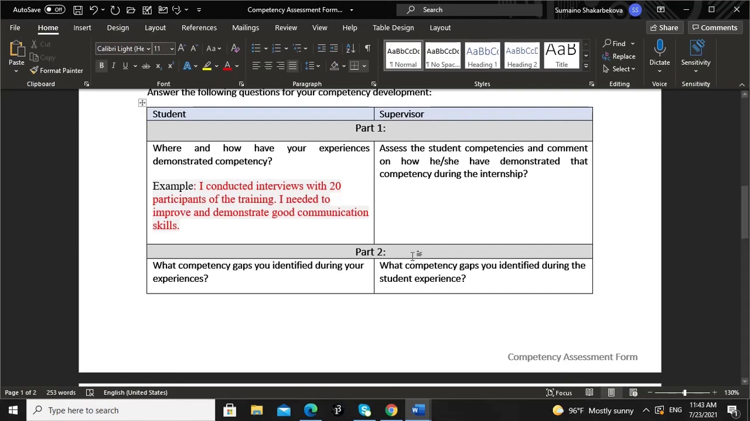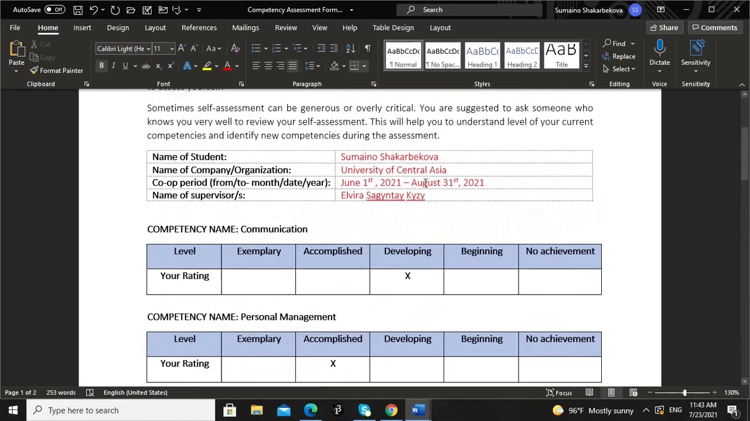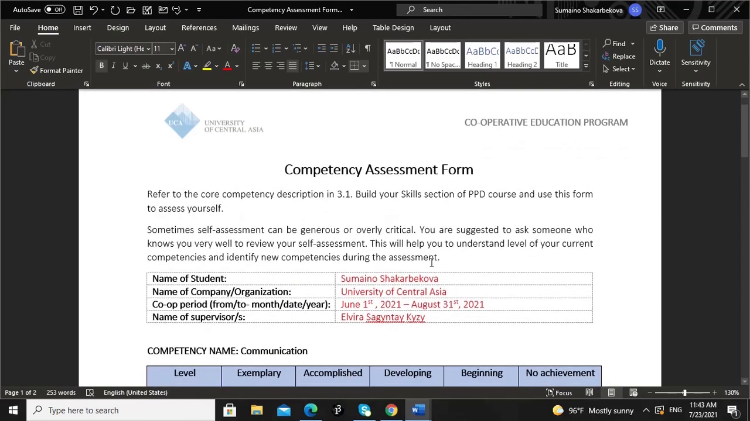With that, we are finishing here. I hope that this tutorial will be helpful for students in the future when they complete their competency assessment form. And I hope it is clear how students should complete their competency assessment form.